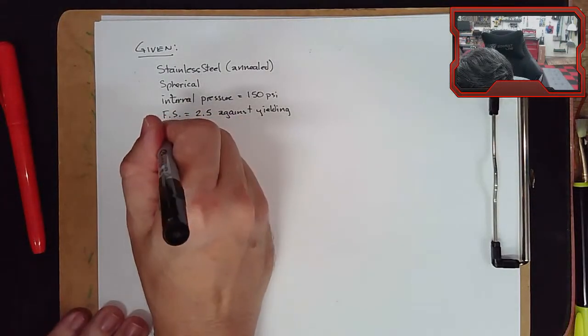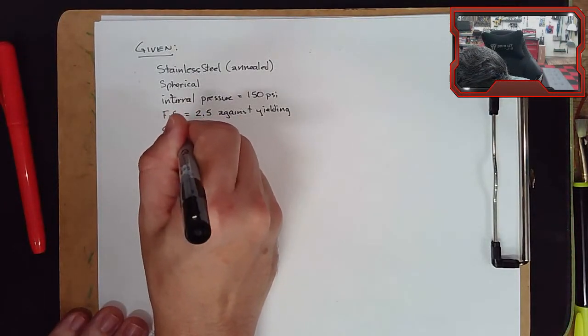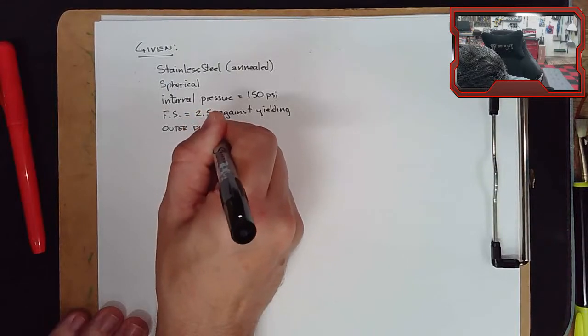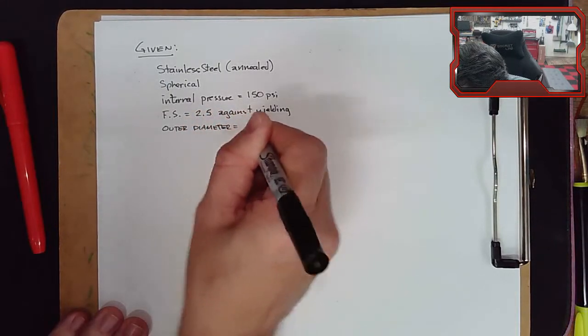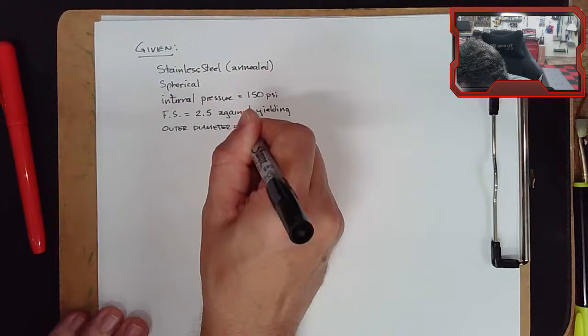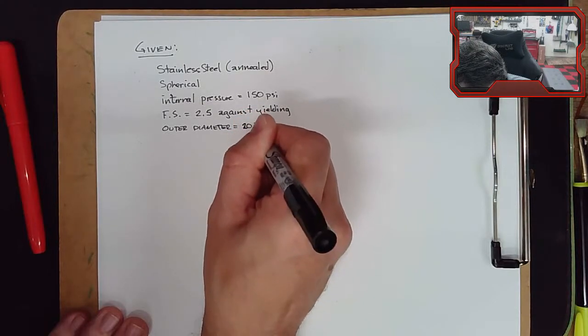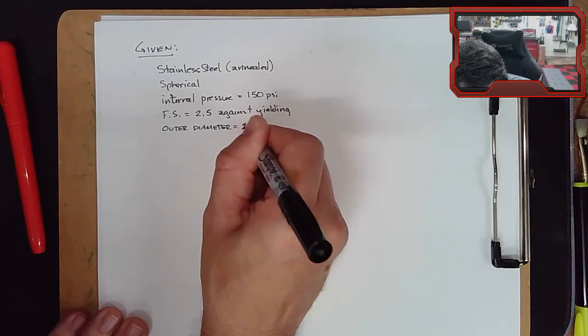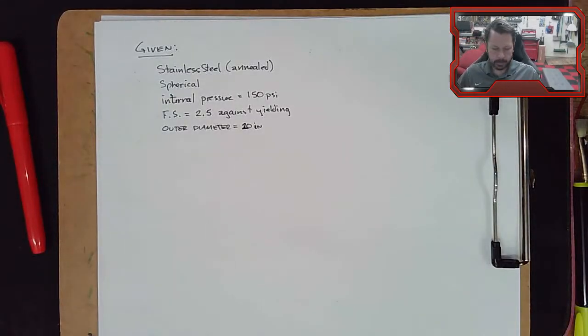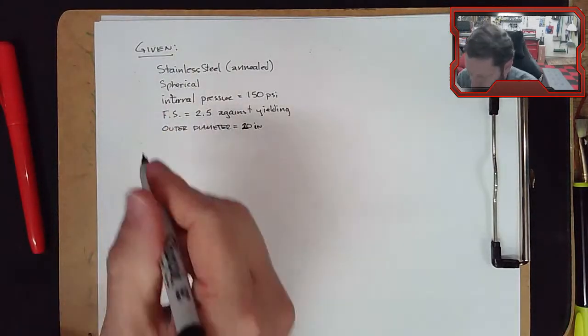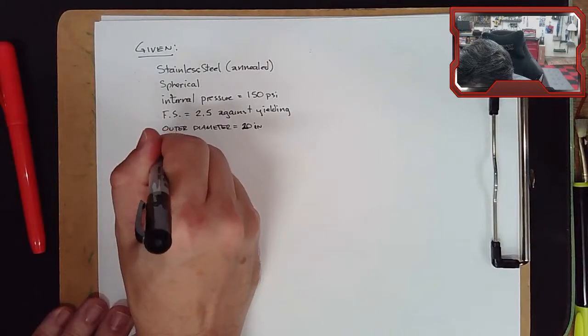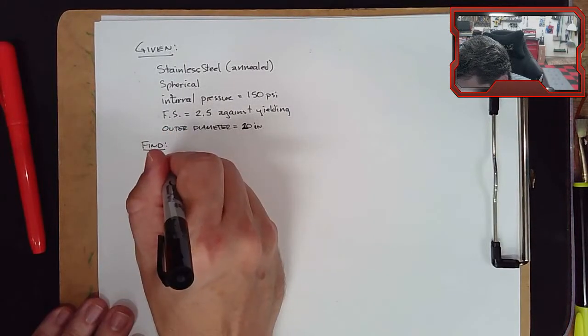And let's say that the outer diameter of this guy is 10 inches. No, let's make it 20 inches. Let's make it bigger than 10. So 20 inches. All right. So that's what we're given. And we're going to find the wall thickness.